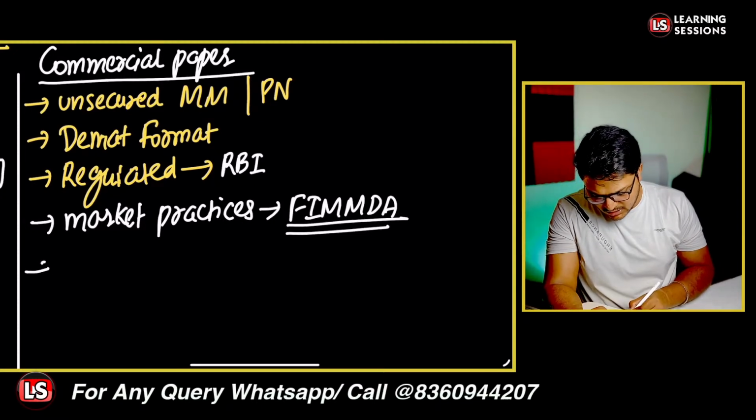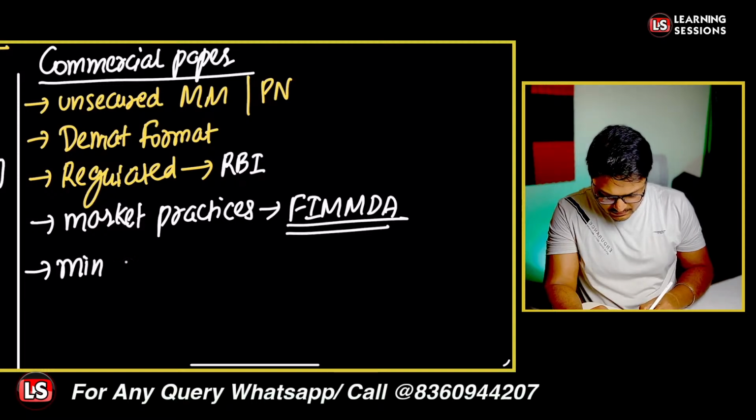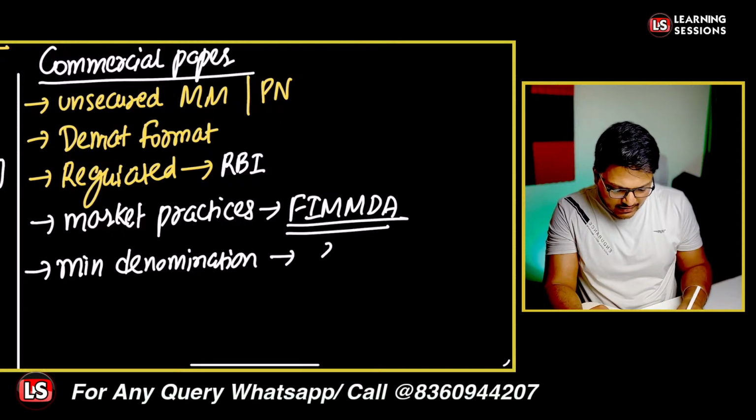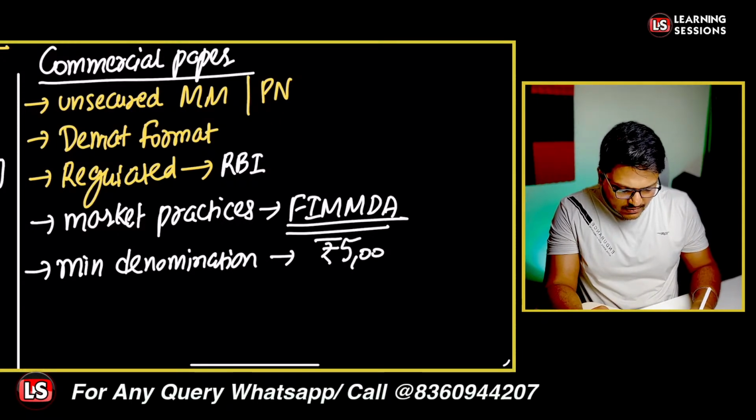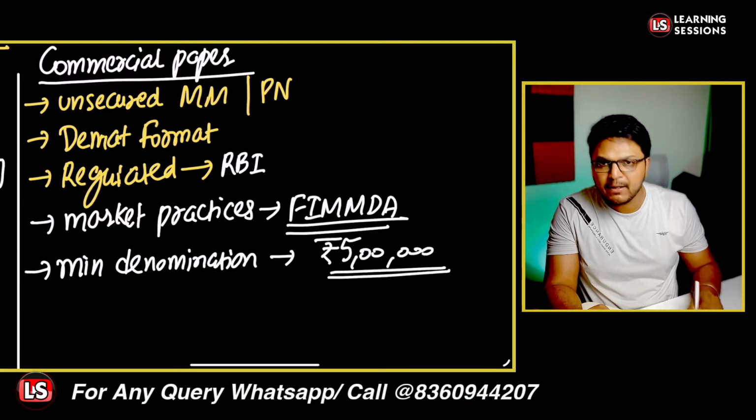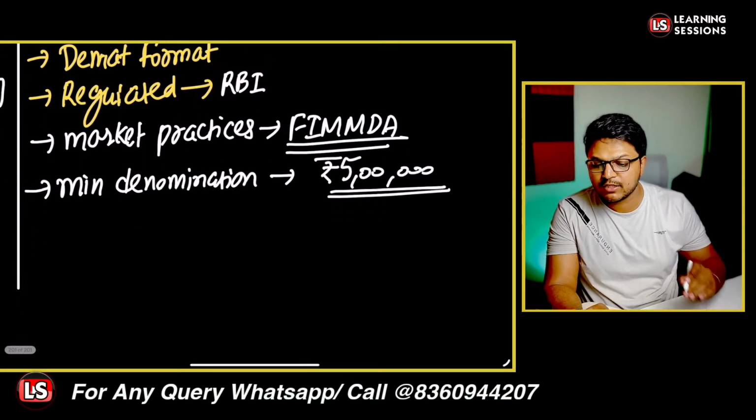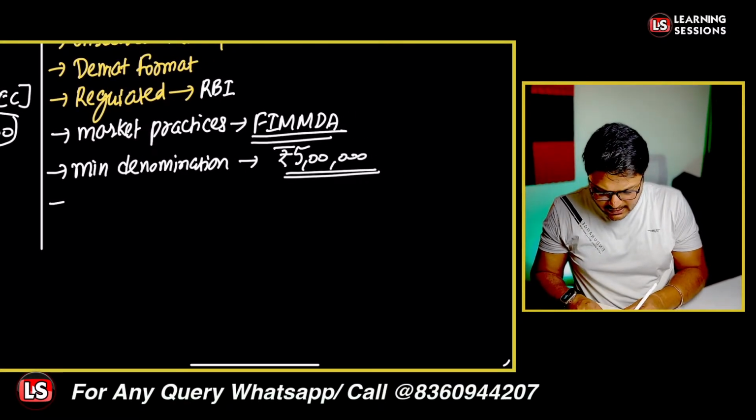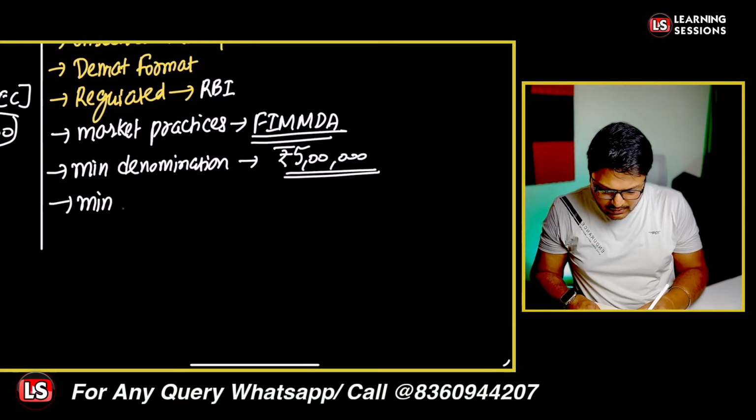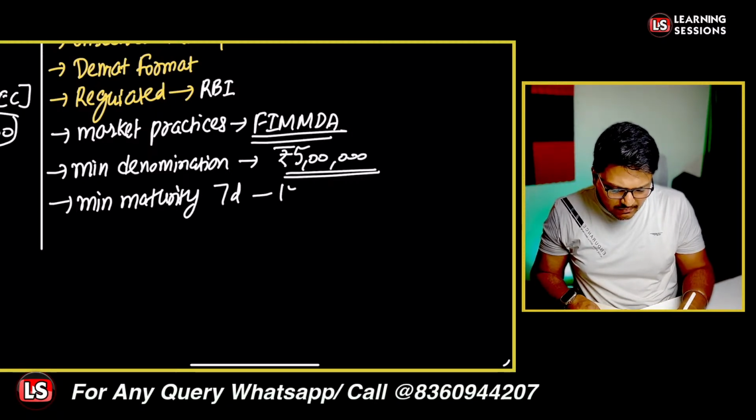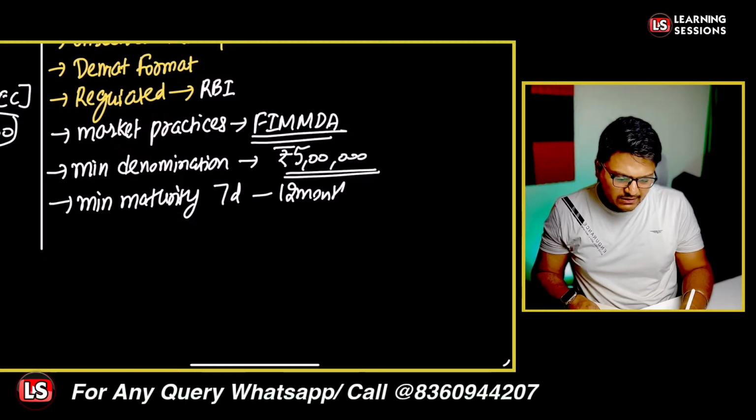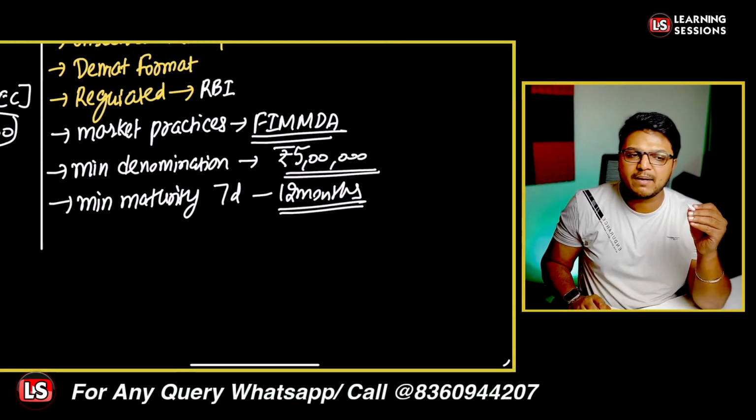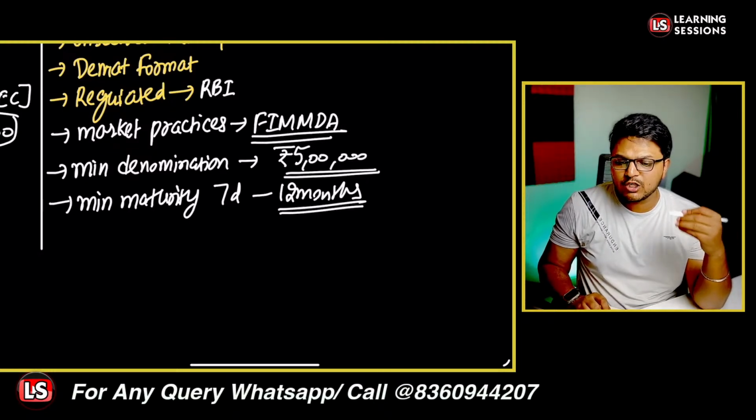The minimum denomination in case of commercial papers is rupees 5 lakh, and these are issued at a discount. There is an implied yield in case of commercial papers, right? And what are the different conditions? But before that, let me tell you the minimum maturity. The minimum maturity for a commercial paper is 7 days, and the maximum is up to 12 months, right? That is the minimum and maximum maturity related to commercial papers.